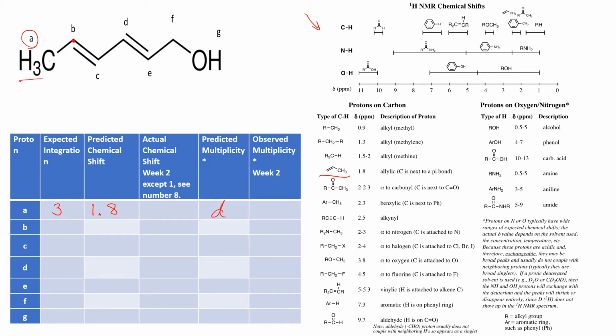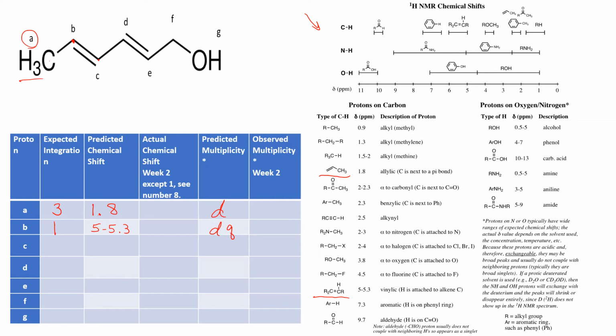Okay, let's do B, same way. We've got B here, which is 1H, and it's a vinylic hydrogen. So it's right here, 5 to 5.3. It's next door to a carbon with 3, and it's next door to a carbon with 1. So we use the n+1 rule. So that should be a quartet. And this single hydrogen would split it into a doublet. So we should have a doublet of quartets.